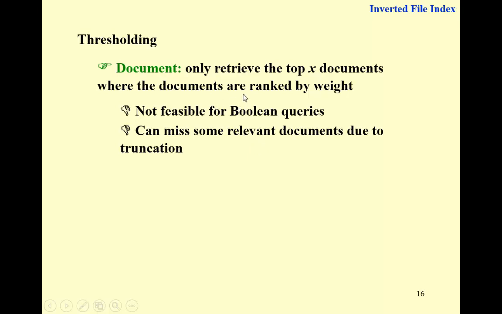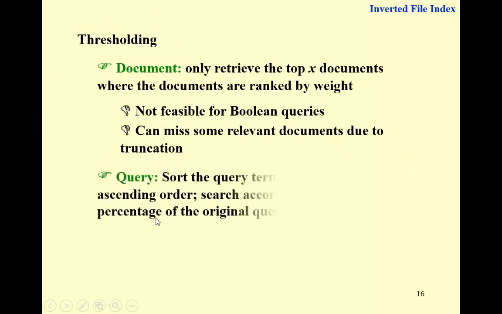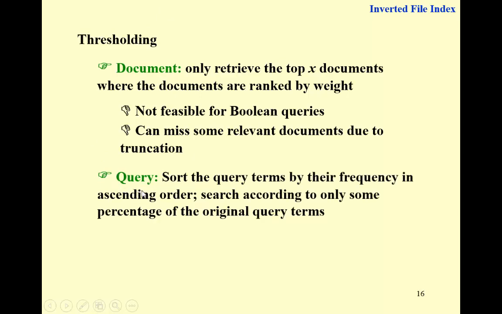If we only retrieve a subset of one word, a subset of the other word, the intersection might be severely affected, and therefore we might miss some relevant documents due to the simple truncation. Truncation means we simply keep the top X documents and cut the rest. That's what truncation means. And thresholding is also used in another situation for queries.